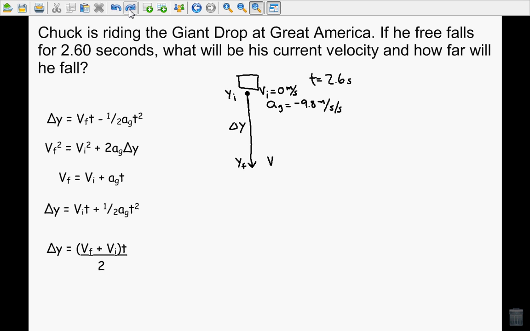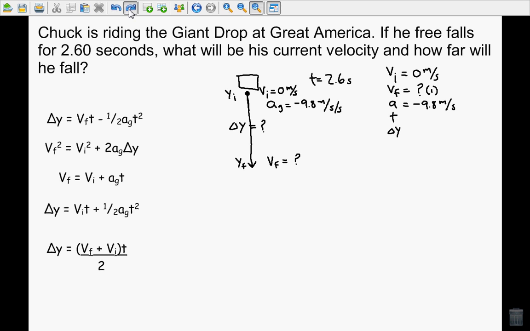Alright, so I know that I'm trying to find my final velocity because that's in the question. What will be his current velocity after he free falls for 2.6 seconds? But it's also asking how far is he going to travel in that 2.6 seconds. So I have two things that I'm looking for. What I'm going to start with is finding my final velocity, and then I'll use that information to find my displacement vertically. So I'm going to list all my variables, and I'm going to plug in what I know about my variables. And I'm going to put a 1 next to this question mark because that's the first thing that I'm going to figure out.